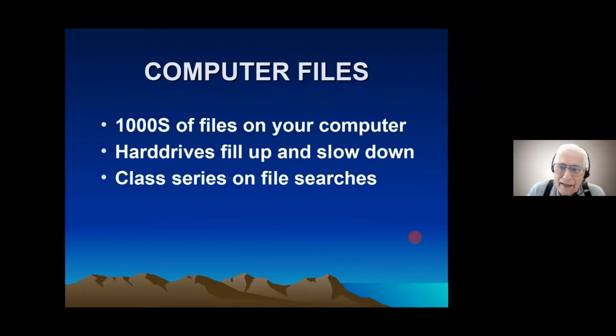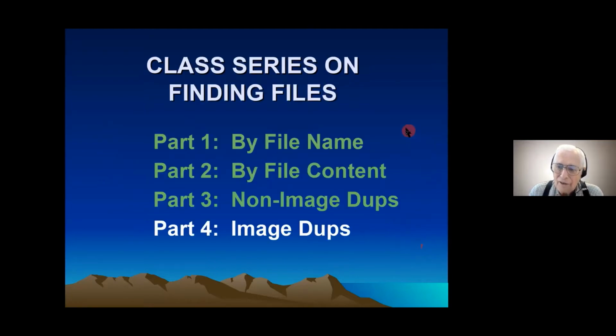Okay, we've done that. Now, computer files, there's thousands on your computer, and if the hard drive fills up, your computer slows down. And so we've been looking at how do you search for files on there. This is the fourth of the 4-part series. Those are the other titles that we've looked at there, and we're looking today at image duplicates. So we've talked about non-image duplicates, and how do you find it by file content, and how do you find it by name, and so on.